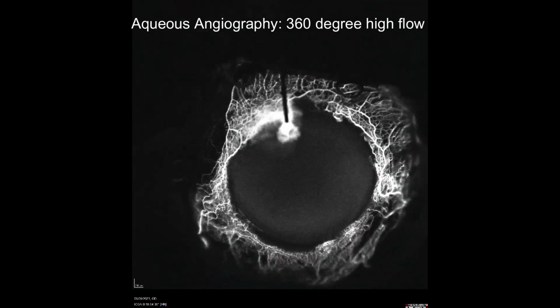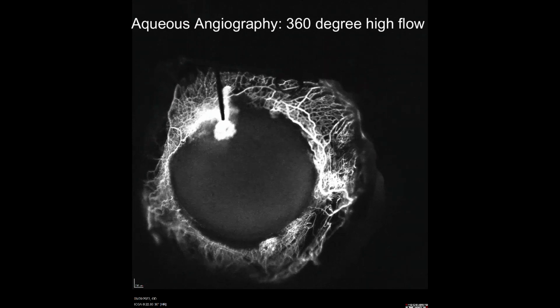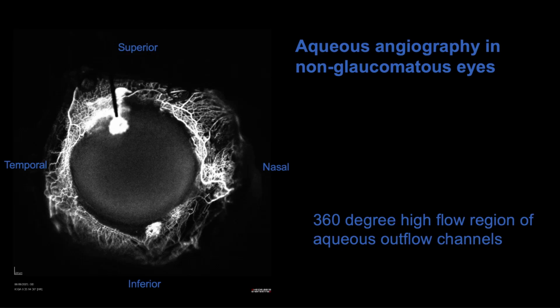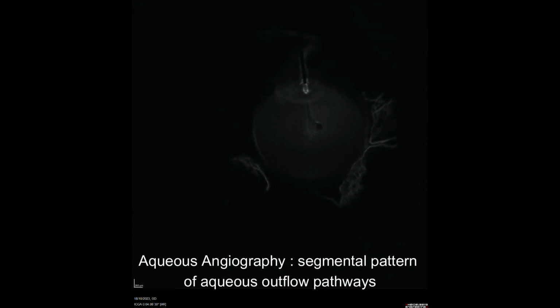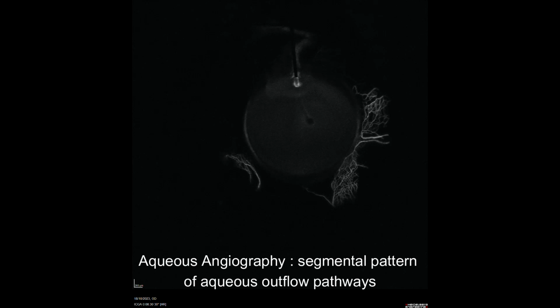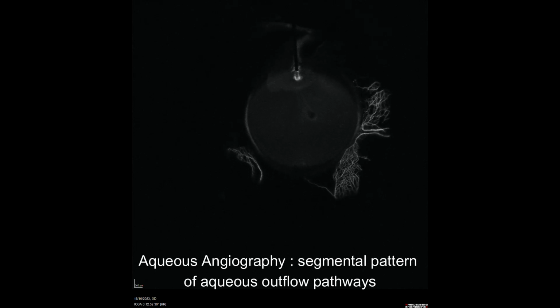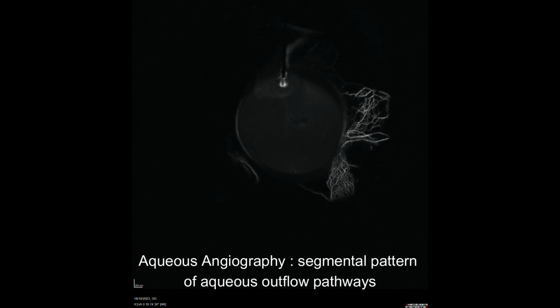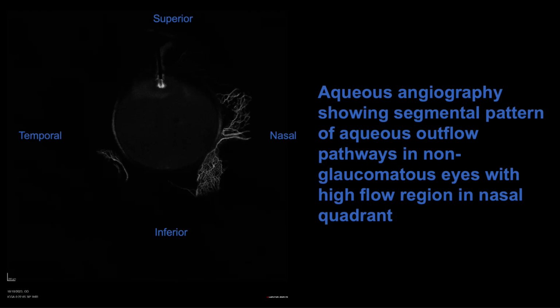Aqueous angiography in non-glaucomatous eyes showing 360-degree high flow regions of aqueous outflow channels. Another example of aqueous angiography in non-glaucomatous eyes showing a segmental pattern, that is, a high flow region in the nasal and a low flow region in the temporal quadrant.